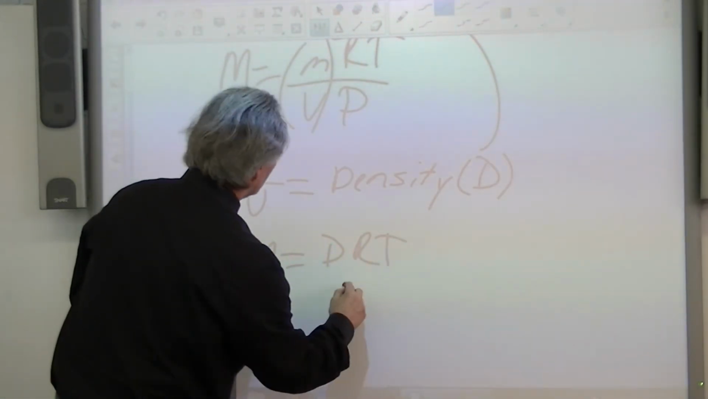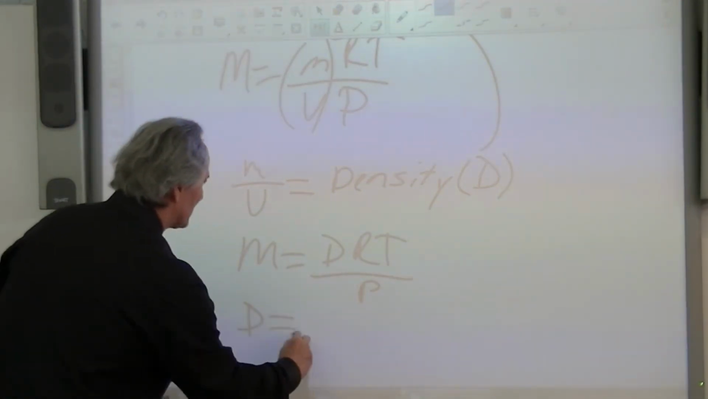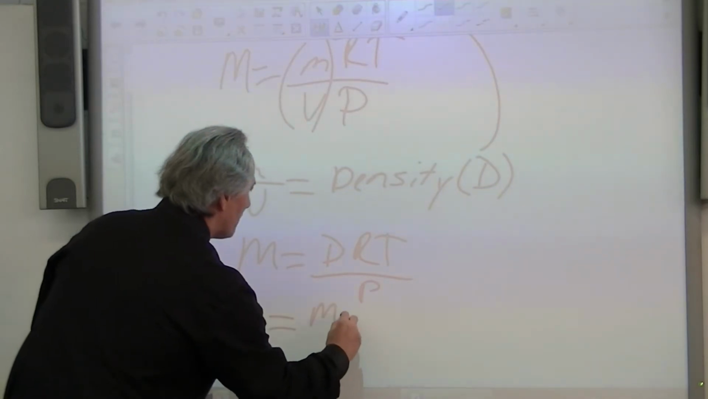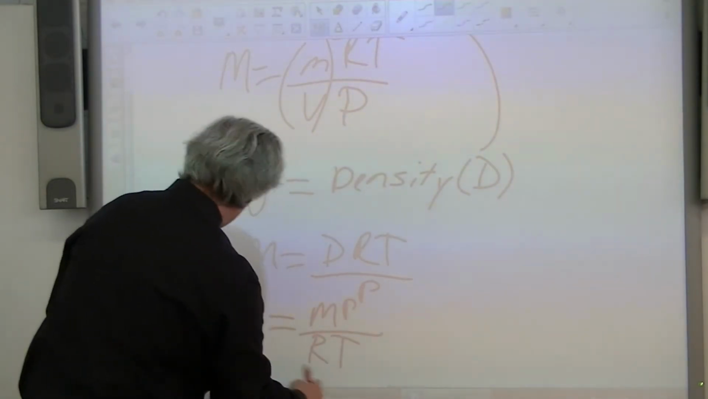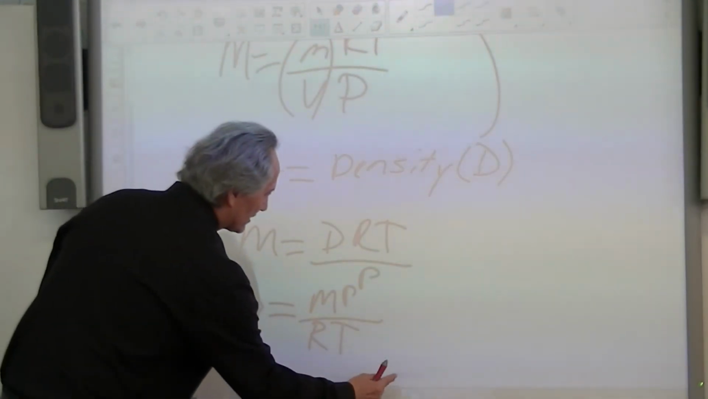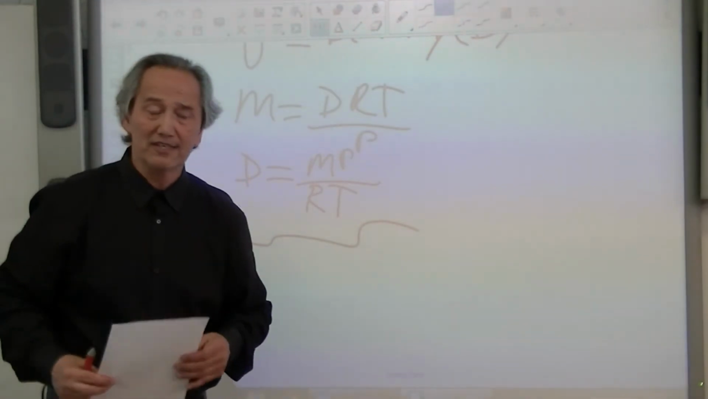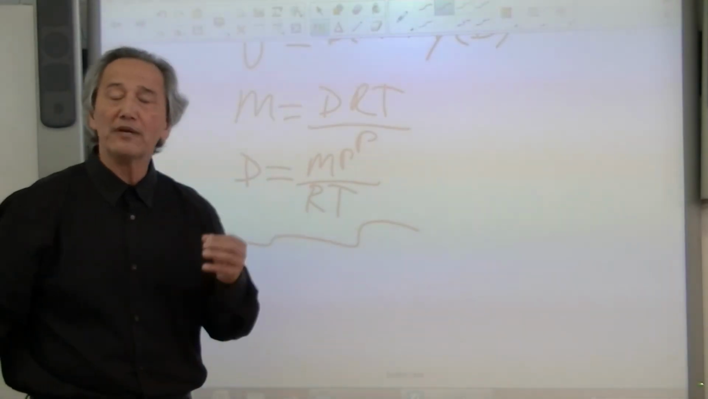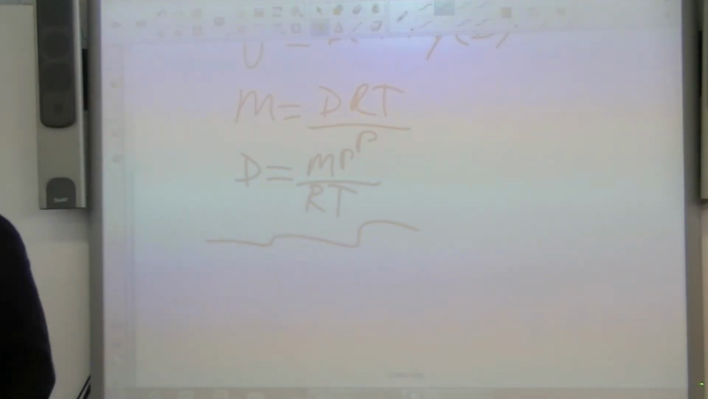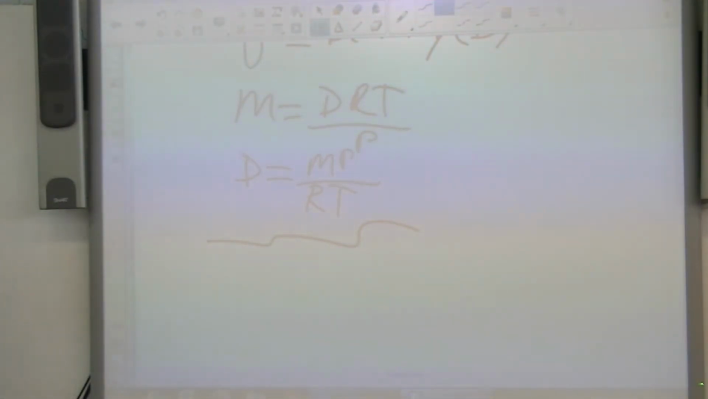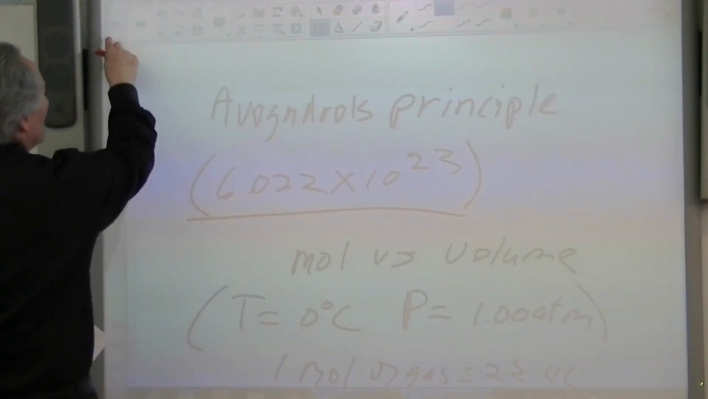DRT divided by P. Let's rearrange this such that D is expressed in terms of molar mass, pressure, RT, and hence we now have a second derivation that expresses the ideal gas law in terms of density. So let's go ahead and do a problem on this. Let's go back to our problem screen.